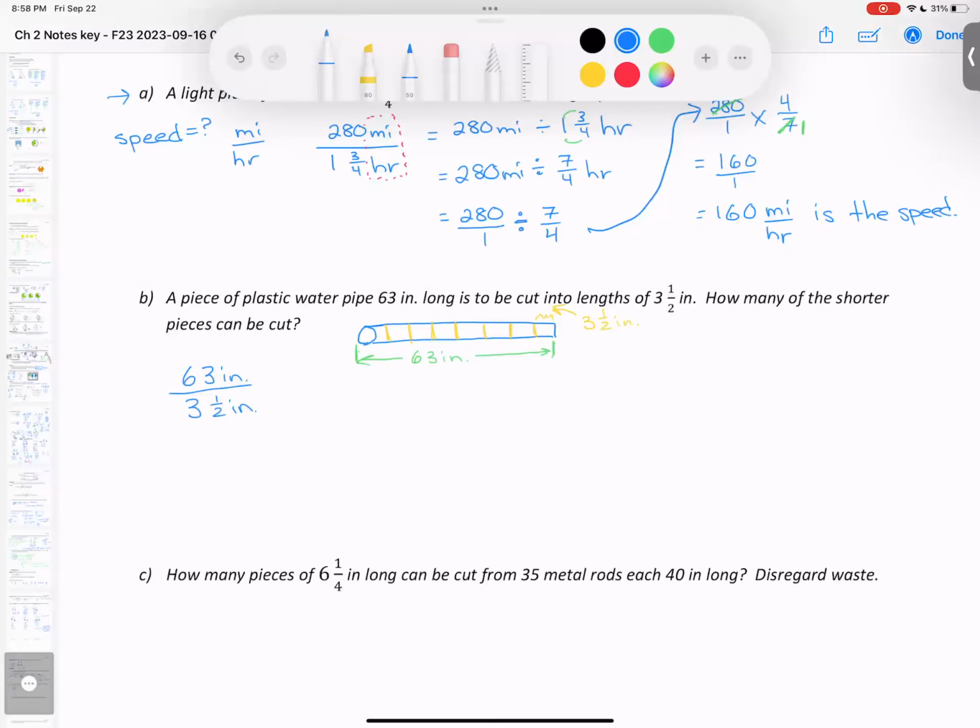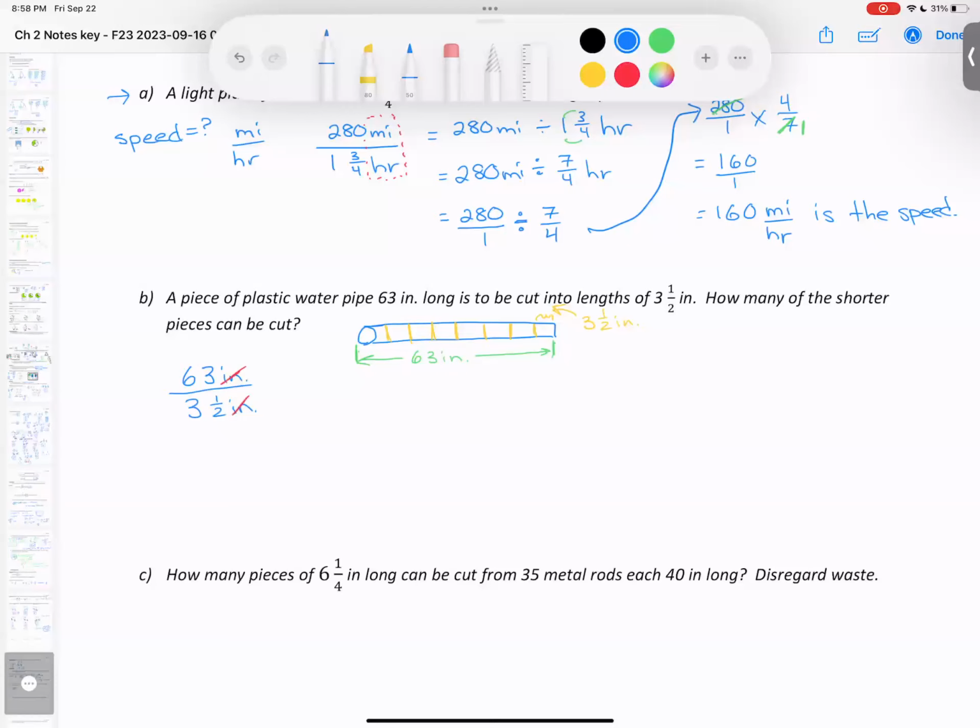And sometimes it can be hard to figure out which number is going in your numerator and which number is going in your denominator. One thing to think about is which number is your total. So here, your total length is the 63 inches. And so that's the number we're then dividing by that length of the smaller piece, which is 3.5 inches. Okay, now notice our units here. Our inches are just going to cancel out. So our answer is going to be unitless, which is what we expect because we're going to get a number, which is the number of pieces. So there's not going to be a measurement attached to it.